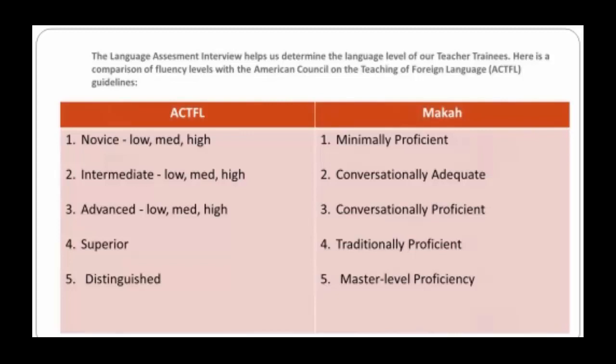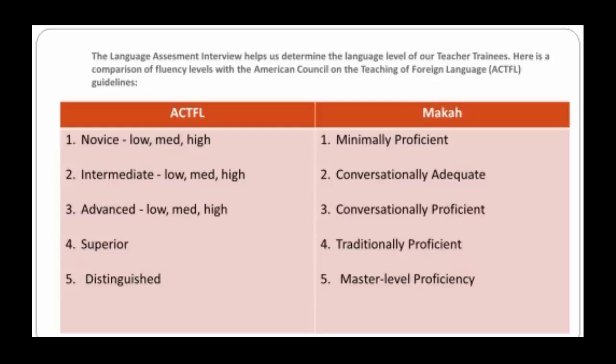So this is a little diagram about the language assessment, and we use an interview that helps us determine the language level of our teacher trainees. And this is just a comparison example. You kind of renamed it into our own way of how we think about our language. So the American Council on Teaching a Foreign Language, called ACTFL, their guidelines are novice, low, medium, high. We call that minimally proficient, and we realize there's low, medium, and high areas of that. And then their intermediate level, we call it conversationally adequate, also with low, medium, high.